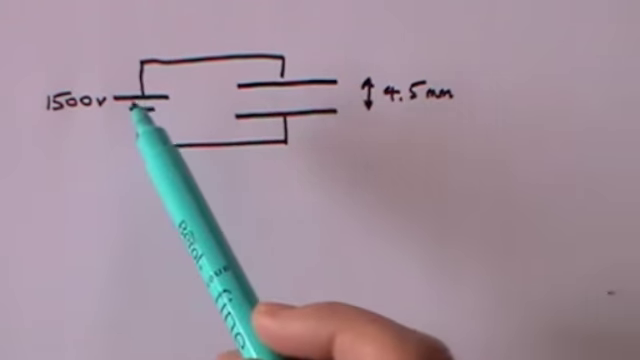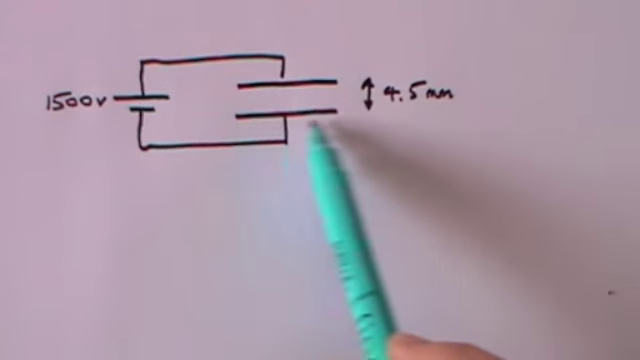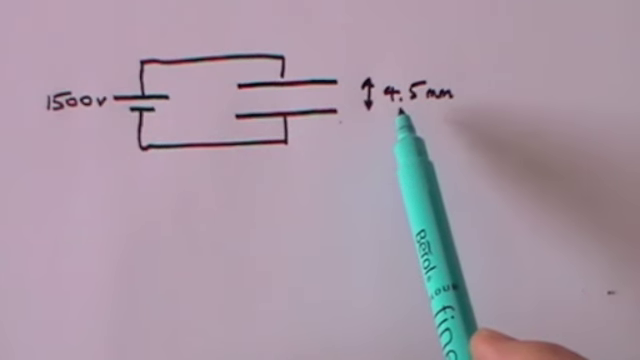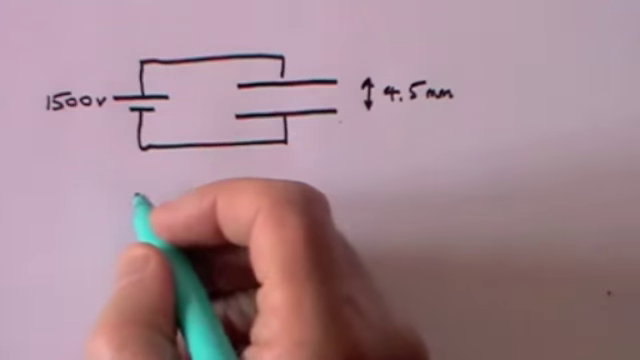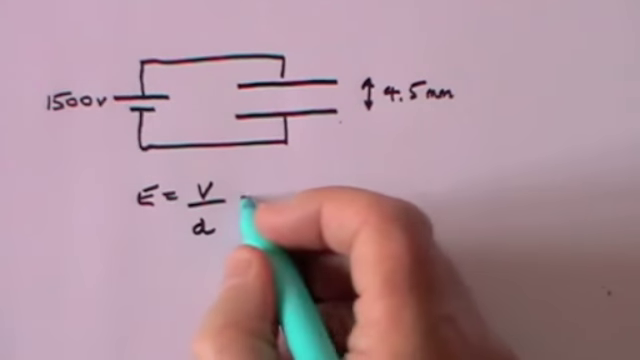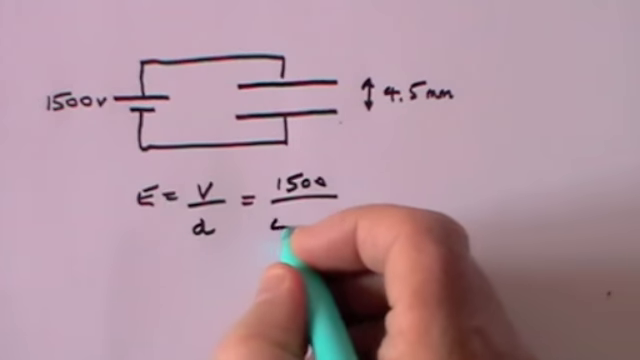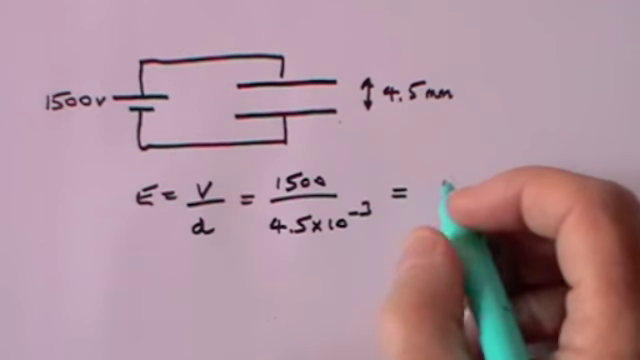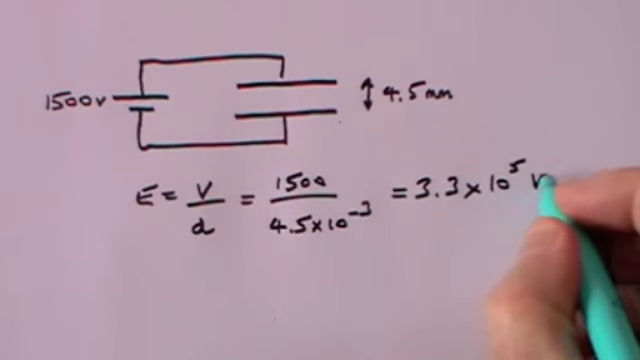Question 5, we have a 1500 volt DC source which is applied across two parallel plates which are 4.5 millimetres apart, and we're asked to find what is the electric field between the plates. And here we just say that the electric field is equal to the voltage divided by the distance. It's going to be measured in volts per metre, and that's simply going to be 1500 divided by the distance, which is 4.5 times 10 to the minus 3 metres, and that's going to be 3.3 times 10 to the 5 volts per metre.